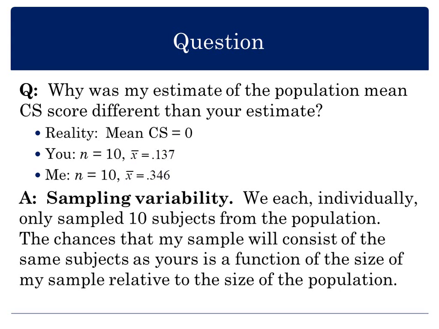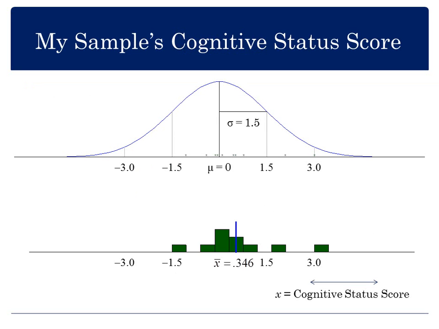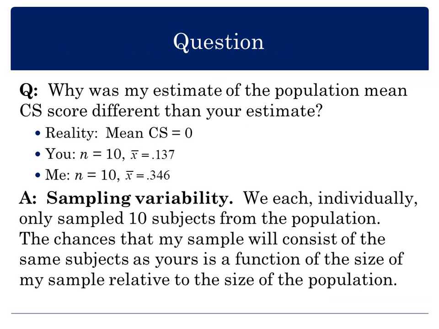So in reality, let's assume that population distribution that we have at the top is true, that that's really what is there. In reality, the true mean score is 0. You took 10 subjects from that population and you got a sample mean score, estimating that value, of 0.137. I took also 10 subjects. Their sample mean score was 0.346. Why are they different?